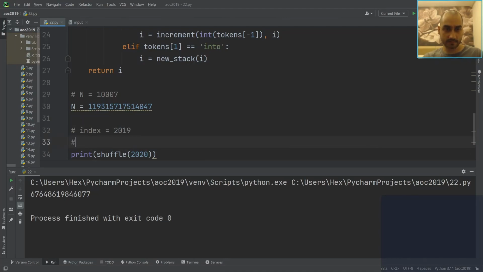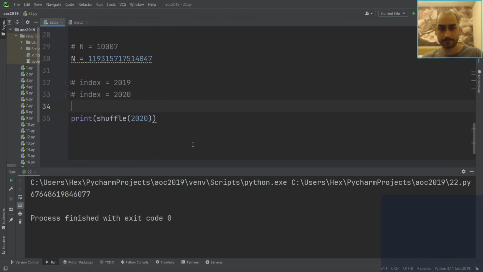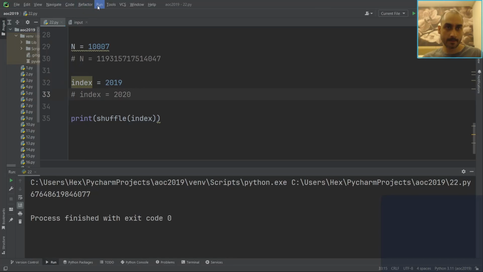So this is the two parts, right? So for 2019, let's just make sure we're still getting the right answer. 7395. Correct. Okay.